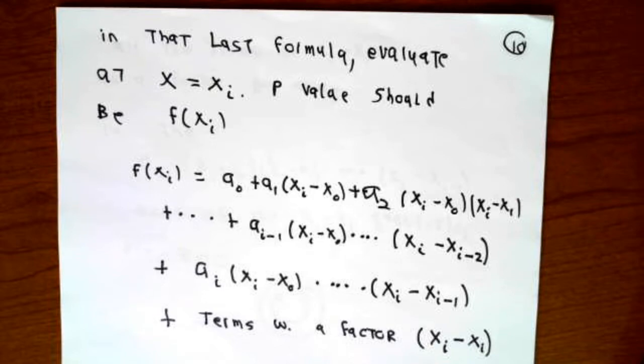In that last formula, set x equal to xi. The p-value, if this truly is the interpolating polynomial, must be f evaluated at xi. So write that out. All of those terms that were beyond the term which contained ai will have a factor of x minus xi with x equaling xi. All of those later terms are going to have a factor of 0, so I can stop writing them down. They're not important to me.